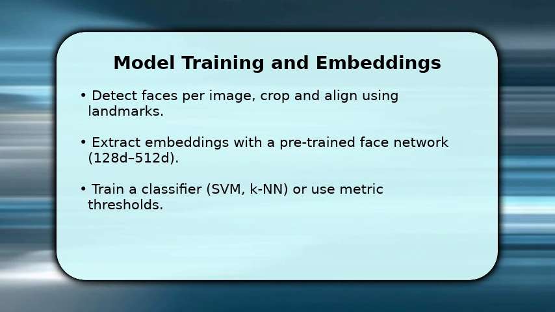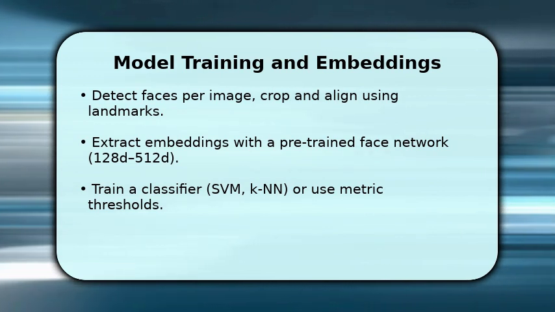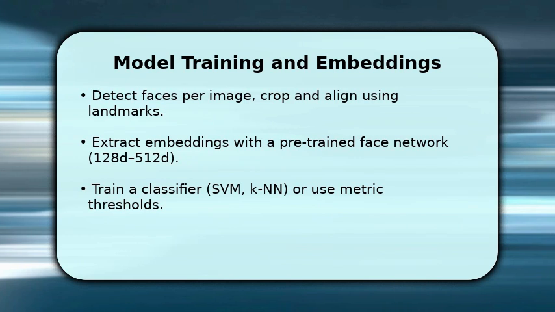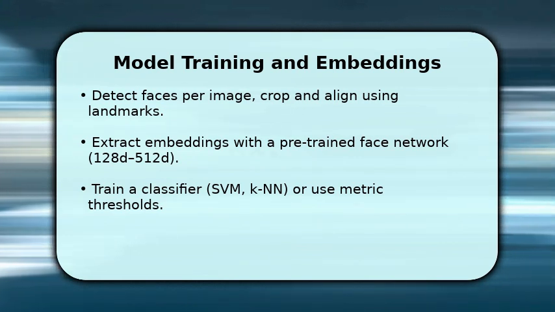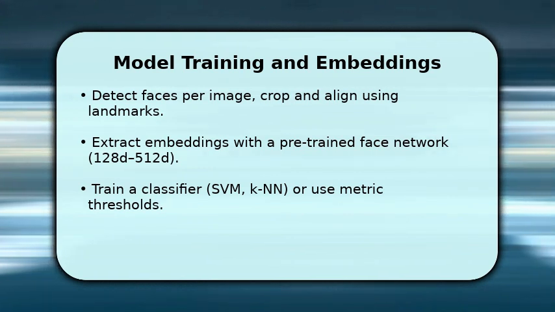Then feed crops into a pre-trained embedding network to produce fixed-size vectors. Choose 128 to 512 dimensions depending on model. Once embeddings are ready, train a simple classifier such as SVM or K-nearest neighbors, or store prototypes and use distance thresholds for verification. You now integrate into an application.